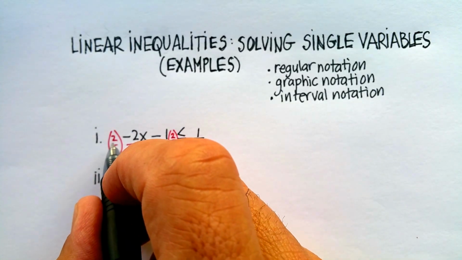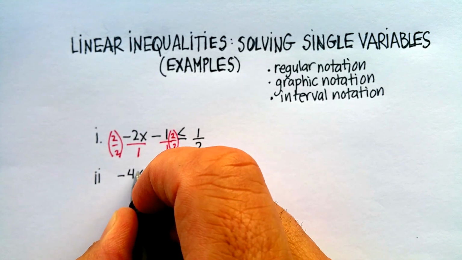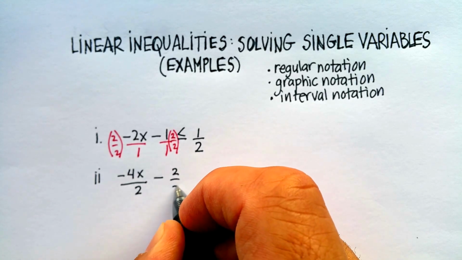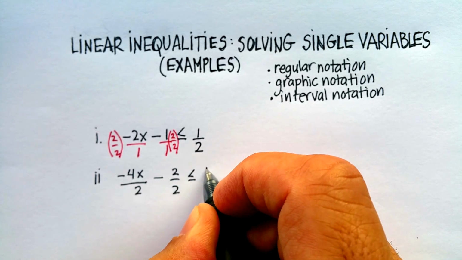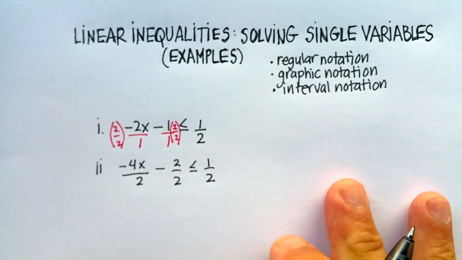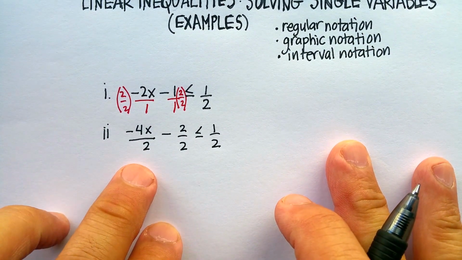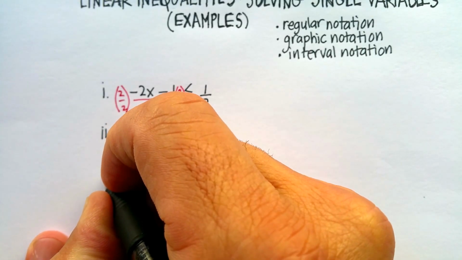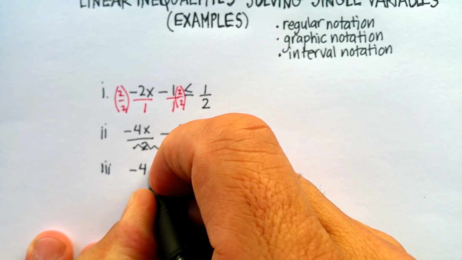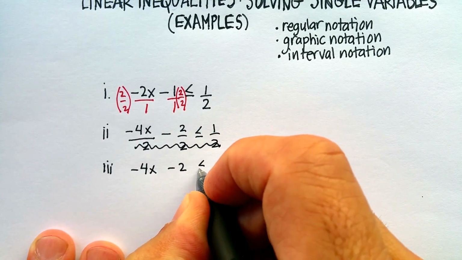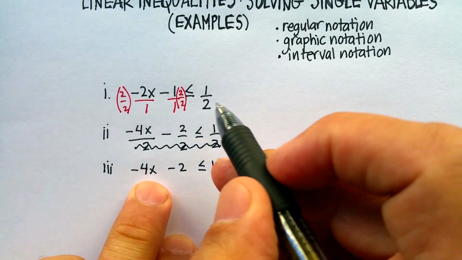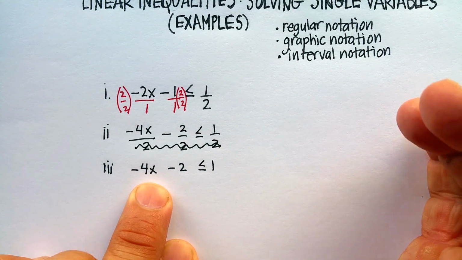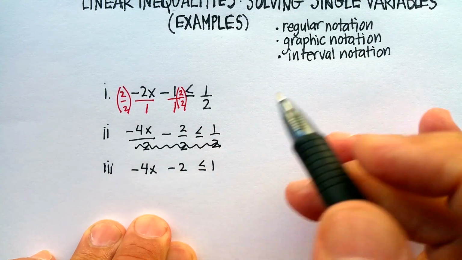So what I'm going to end up with here is a negative 4x over 2 minus 2 over 2, which is less than or equal to 1 over 2. Now, by creating the same denominator in every single one, I'm able to get rid of them, right? Which leaves me now with a negative 4x minus 2 is less than or equal to 1. This is equivalent to the first inequality that I have, and it's a little bit easier to solve, okay, because it's all whole numbers.